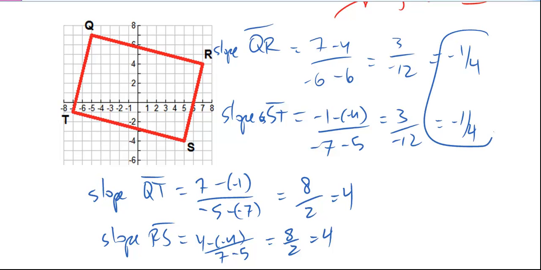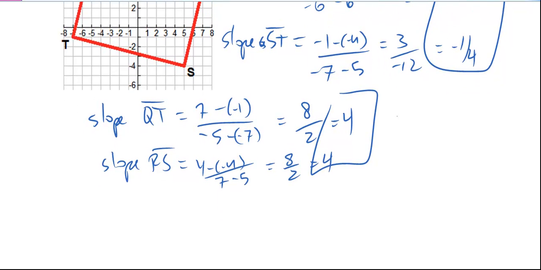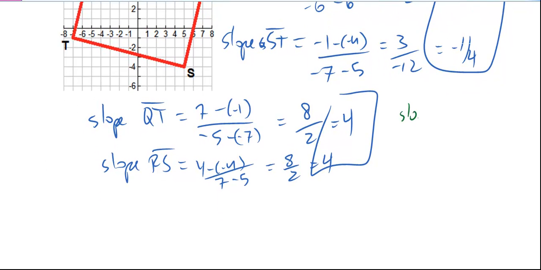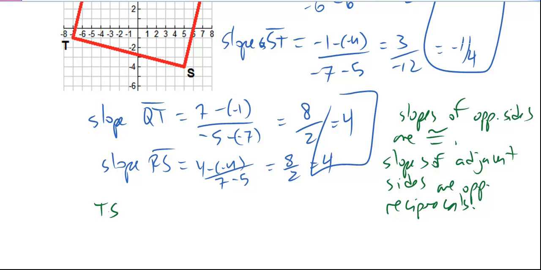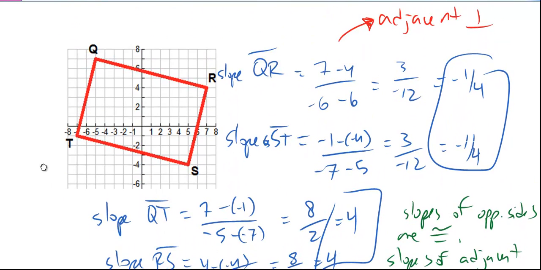So I have all these slopes here, and we got exactly what we were hoping for, so now we can make some sort of statement about it. We know the slopes of opposite sides are congruent. Okay, we found that the slopes of adjacent sides are opposite reciprocals. So at this point we can say, in fact, and you could actually use the exact letters, that TS, for example, is parallel to QR.